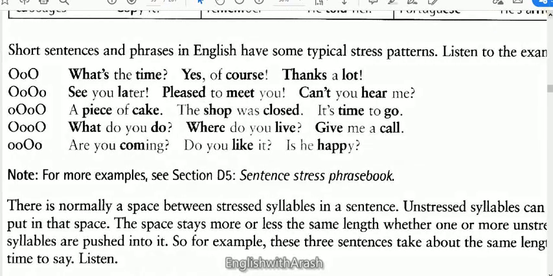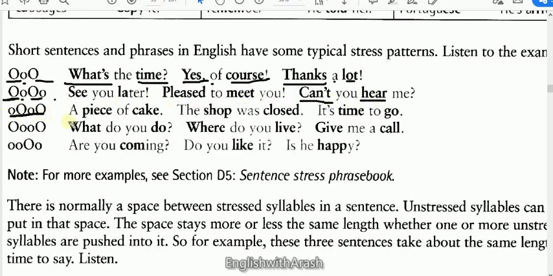Now you can look at some more sentence stress. If you look here, it says da da da. What's the time? Stress is here, no stress, stress here. What's the time? Yes, of course. Thanks a lot. It's the same. And then if you want to change it, another one. Da da da da. See you later. Pleased to meet you. Can't you hear me? Stress on here and "can't."